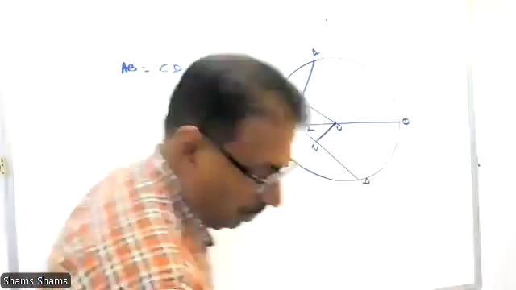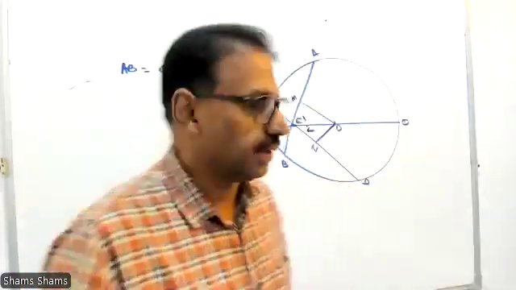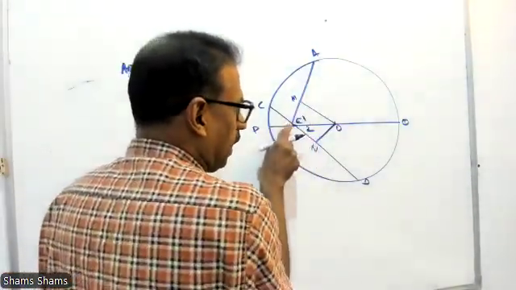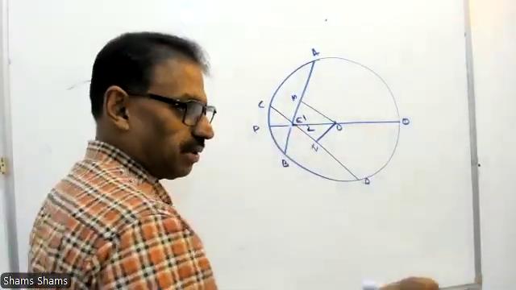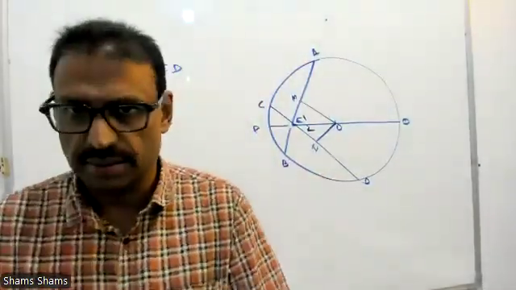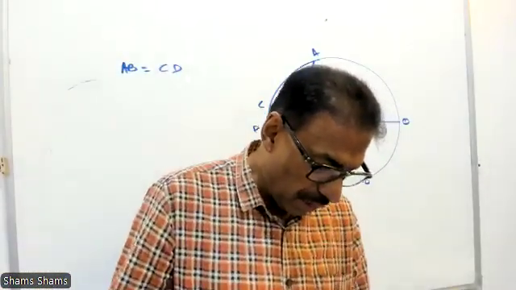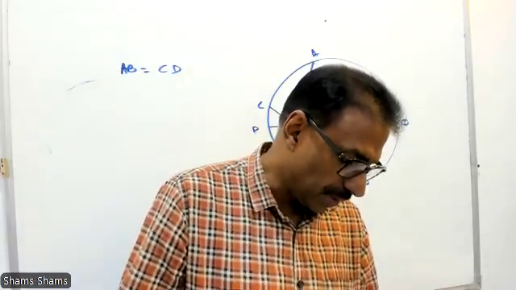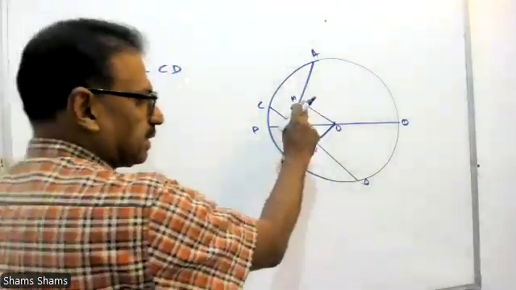If two equal chords of a circle intersect within the circle, prove that the segments of one chord are equal to the corresponding segments of the other chord. That means AE equal to DE and CE equal to BE. That's the question. Question clear? Same figure, that means prove that the segments of one chord are equal to the corresponding segments of the other chord.